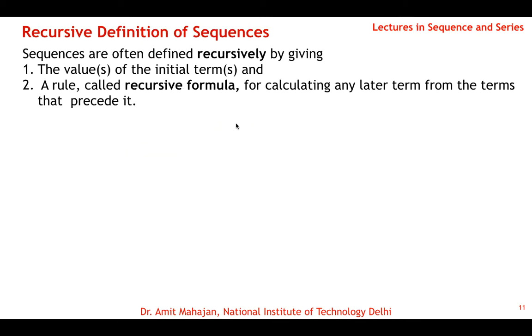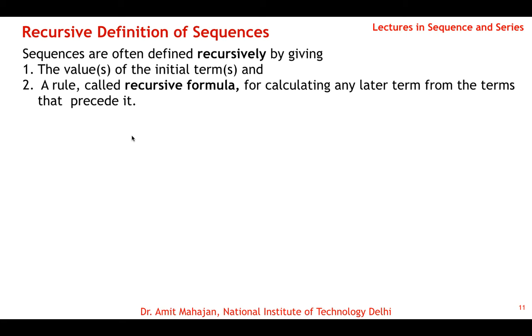Like in the beginning we said, there are two ways we presented for representing a sequence. Similarly, there are many more, and one of them is the recursive definition of sequences. That means sequences are often defined recursively by giving two things. One is the value of the initial terms, the first few terms, and a rule called the recursive formula for calculating any later term from the terms that precede it. So we calculate the further terms by using a formula based on the previous known terms.